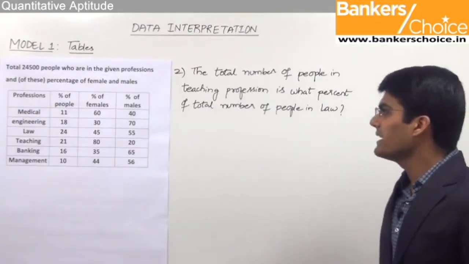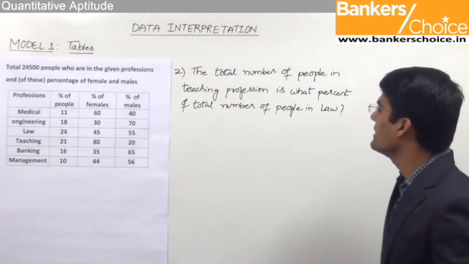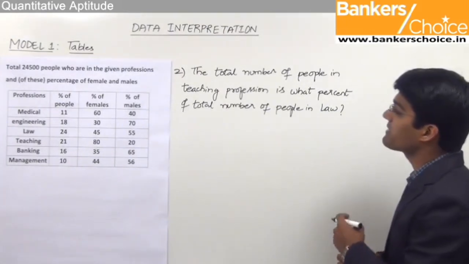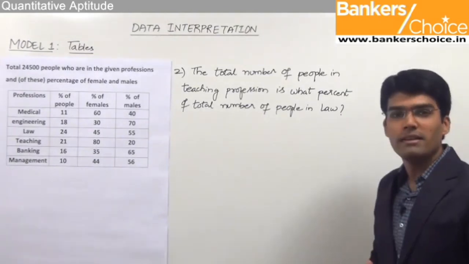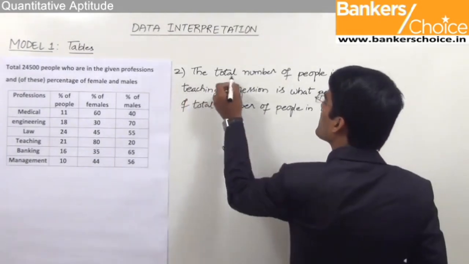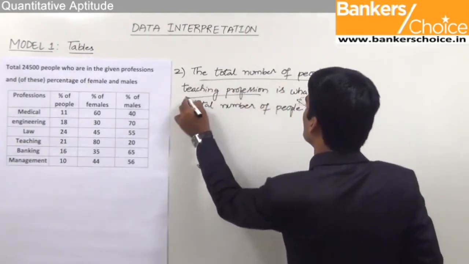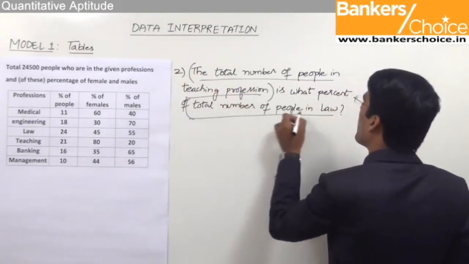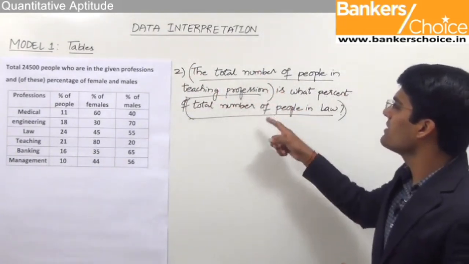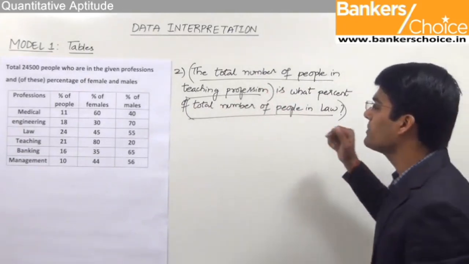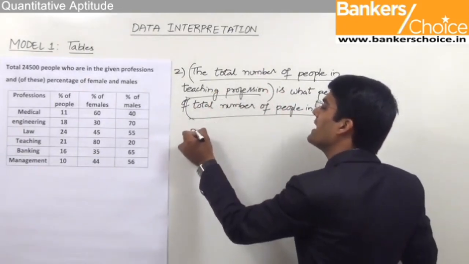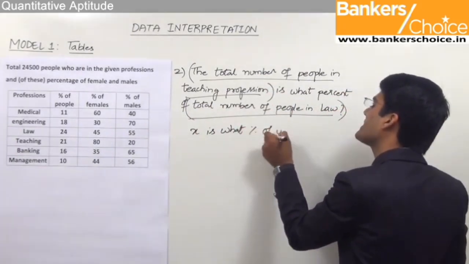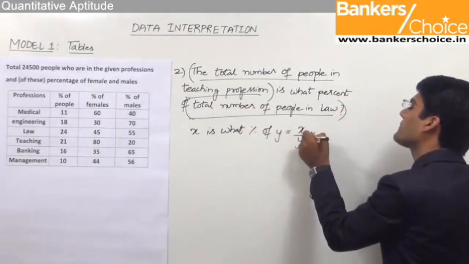Let us now take the second question for the given table. The question here is, the total number of people in teaching profession is what percent of total number of people in law? Now if you observe, this question is in the form of x is what percent of y. We know that x is what percent of y should be taken as x by y into 100.